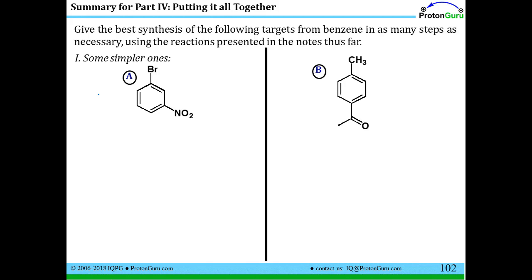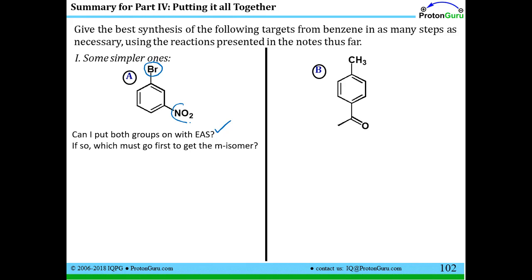And when you see a proposed target and they're telling you to start from benzene, you want to think about a couple things. First, most of the reactions we learn to put groups on the benzene ring are electrophilic aromatic substitution reactions. If we have to start with benzene, there aren't any groups on there yet. So let's see if we know electrophilic aromatic substitution reactions to put these groups on. Bromine and a nitro group. Yes, we can put both those groups on with electrophilic aromatic substitution reactions.